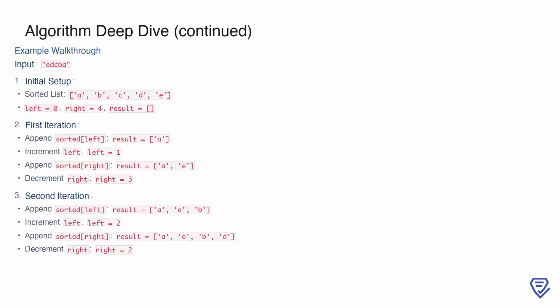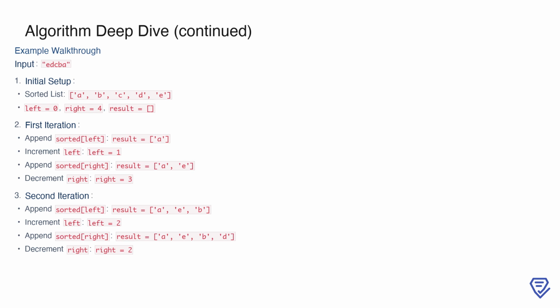Let's walk through an example with the input string ECBA. First, we sort the string, resulting in the list A, B, C, D, E. We initialize left at 0, right at 4, and result as an empty list. In the first iteration, we append the smallest character at left, which is A, to result, making it A. We then increment left to 1.